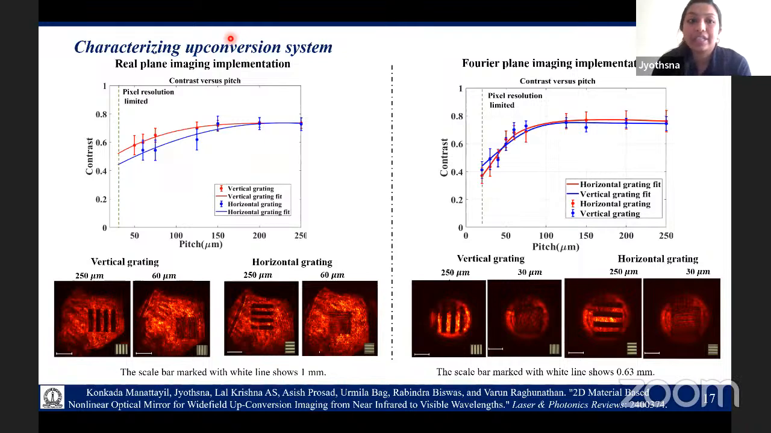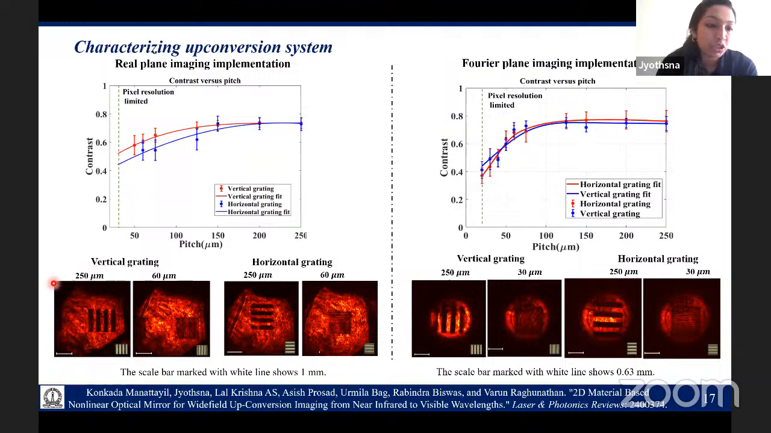We also tried to characterize the upconversion imaging system in both implementations, to understand the image quality or contrast. We were able to get a very good contrast in the image, and the minimum resolution was limited by the EMCCD pixel size, close to 30 micron, which is the limit we got in both implementations, rear plane and Fourier plane. And you can see the good contrast for different pitch sizes. These are some representative images shown for both implementations.